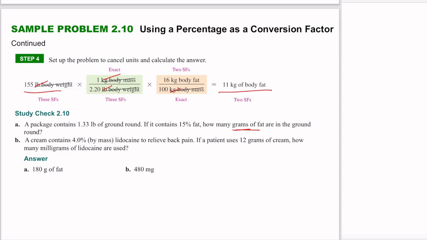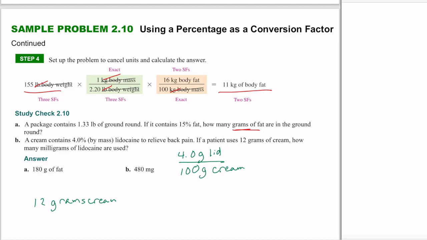A cream contains 4% lidocaine by mass. Now, what does that mean? That means 4 grams of lidocaine per 100 grams of cream. Okay. If a patient uses 12 grams of cream, how many milligrams of lidocaine are used? So we're starting with 12 grams of cream, and we want to convert to milligrams of lidocaine.